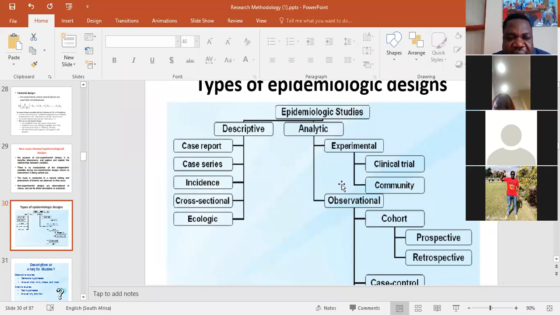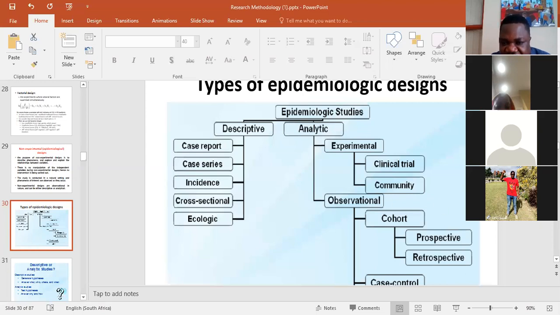Then we also have analytic studies. Now, analytic studies are broken down into experimental. You see the word experimental comes here again. This is an analytic experimental study. That's where you find your randomized control trials, clinical trials, the RCT. The clinical trials are found here. It is an epidemiological study, analytical in nature, and experimental analytical. So it's a bit different from all the other experimental designs that we have described before.